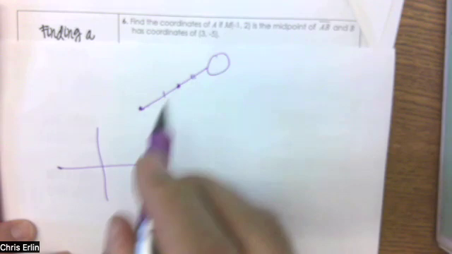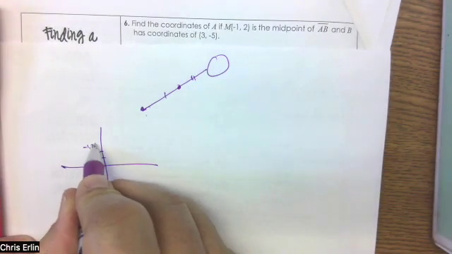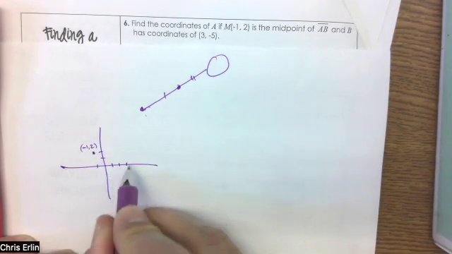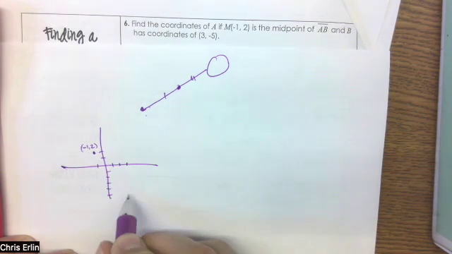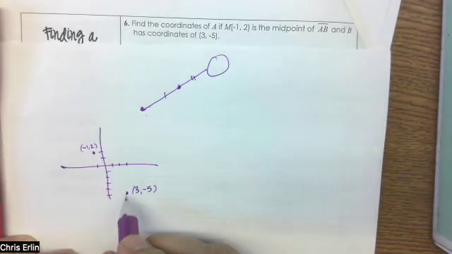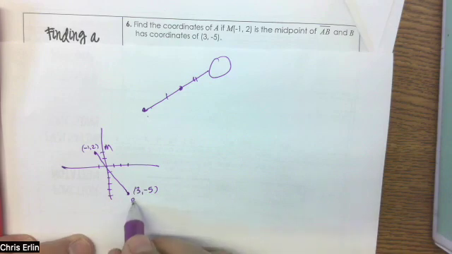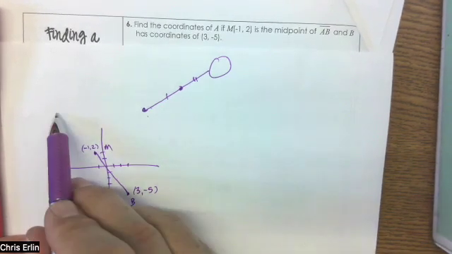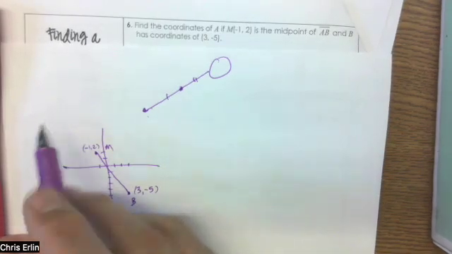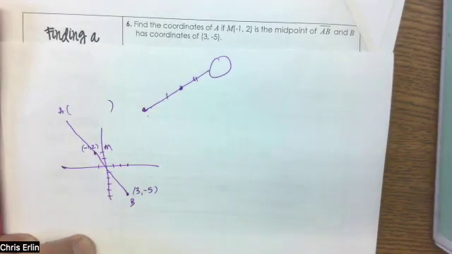We know that the midpoint is -1, 2. And the endpoint B is 3, -5. What we're looking for is, if this is the midpoint and this is B, should A be up and left or down and right? It's got to be up here, doesn't it? So what we're looking for is where A is, up here.